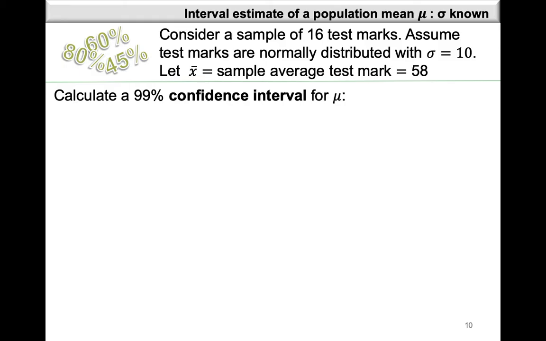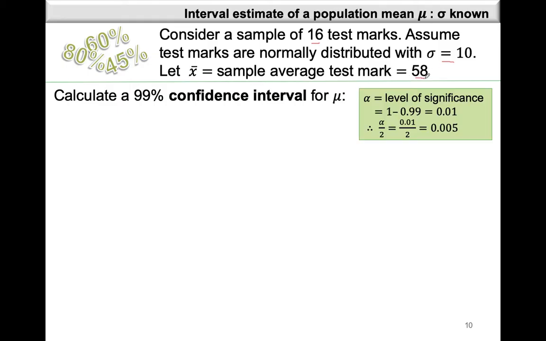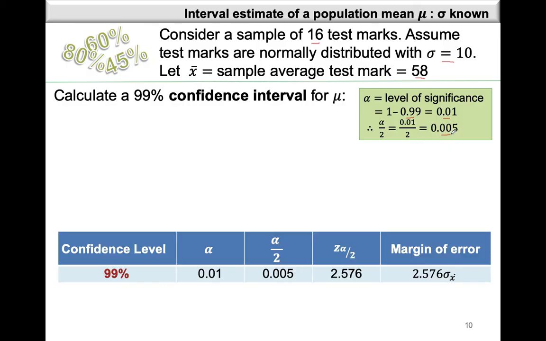Let's calculate a 99% confidence interval for mu. So we still find that n is equal to 16, sigma is equal to 10, and x bar is equal to 58. So our first step is to find our level of significance alpha. So this will be equal to 1 minus 0.99, and this gives us 0.01. So that means alpha over 2 will be 0.005. So we find that at a 99% confidence level, our Z value is going to be 2.576.